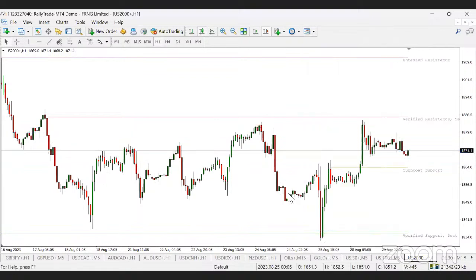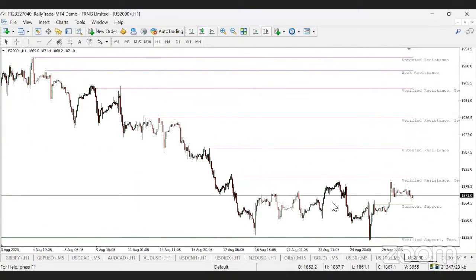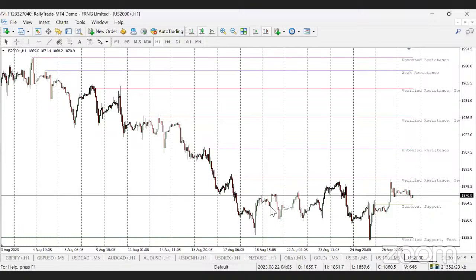Now US 2000 has actually been on a downtrend before now, like all these instruments, but a few days ago you started seeing a massive consolidation around this point, and price has not been able to break below this verified support. Price has been dangling between the verified support and the verified resistance. Most times when it gets here, you see a push up back to the verified resistance, and then you see it coming down.